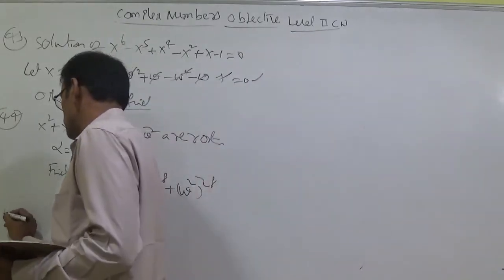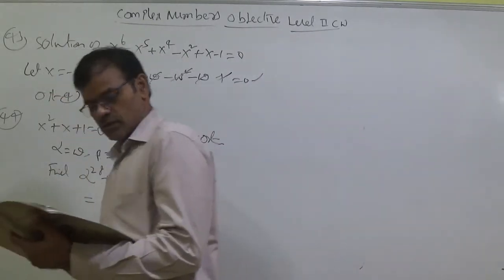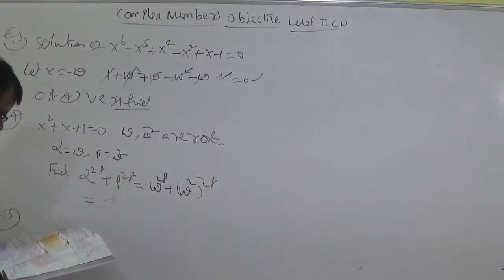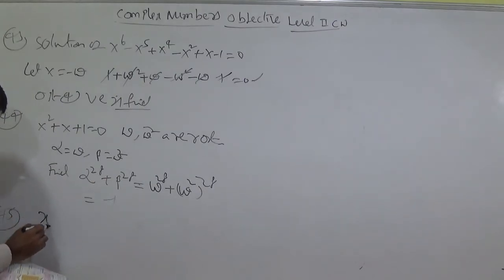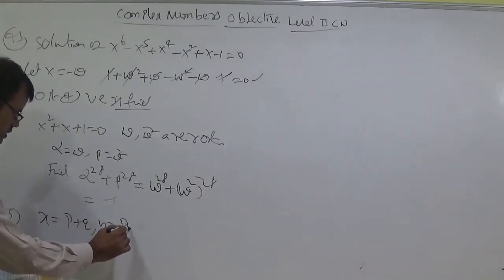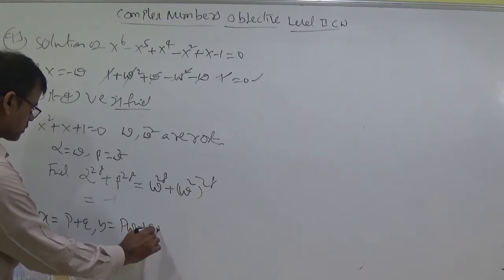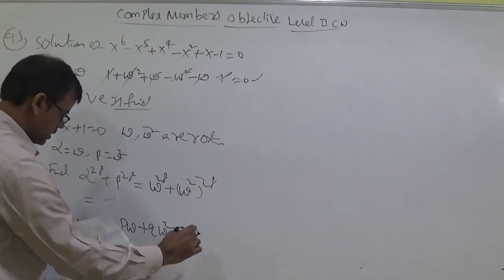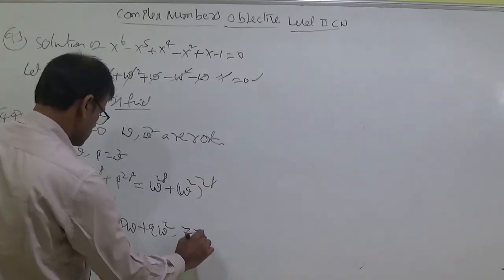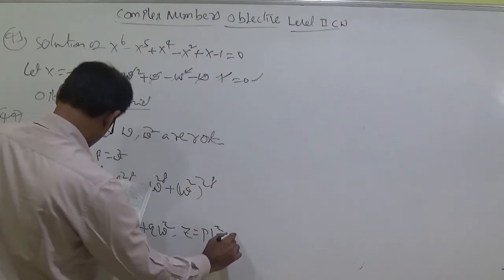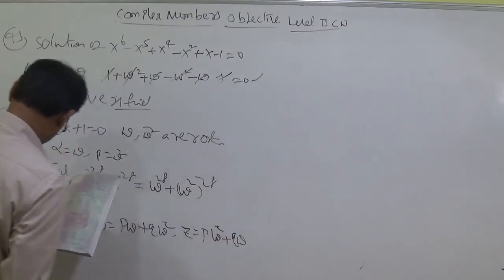Now 45th question. x is equal to p plus q, y is equal to p omega plus q omega square, z is equal to p omega square plus q omega. This is MSET 2014 question. X is equal to p plus q. Y is equal to p omega plus q omega square. And z is equal to p omega square plus q omega.